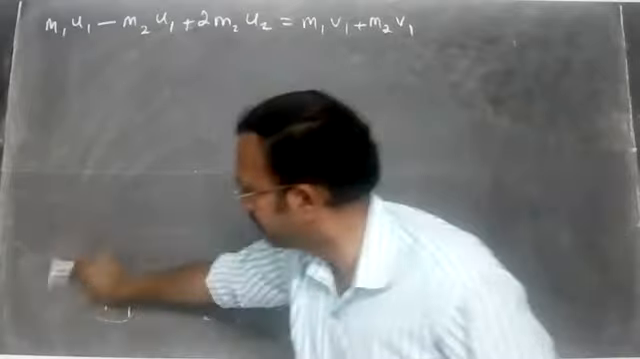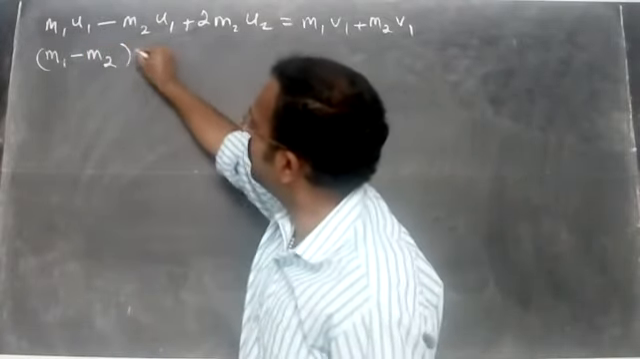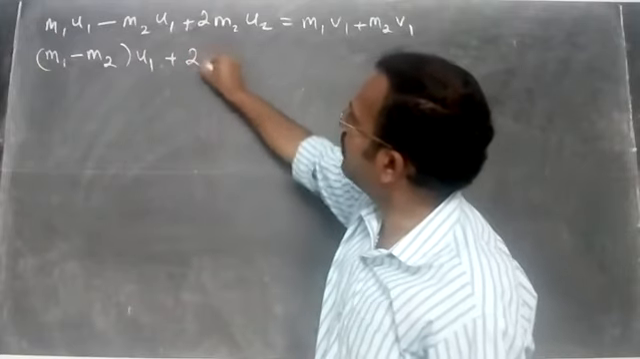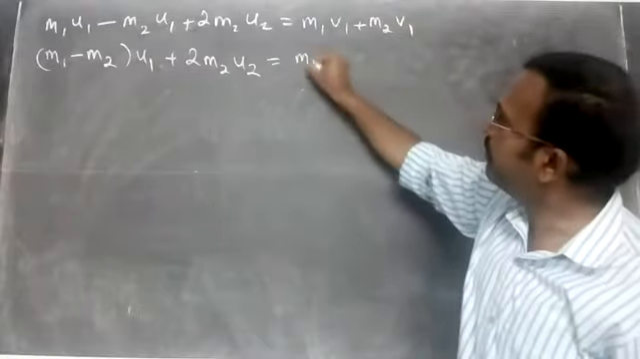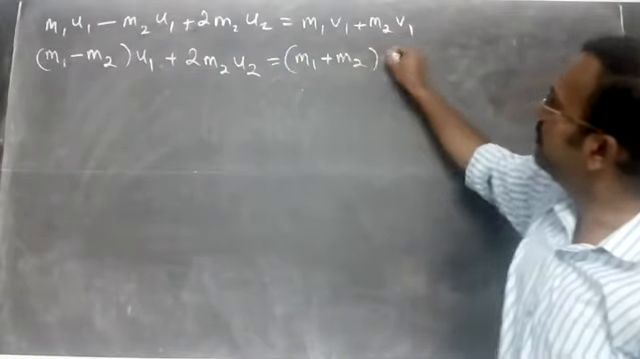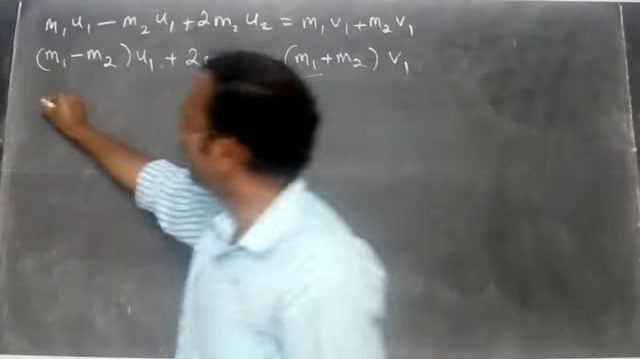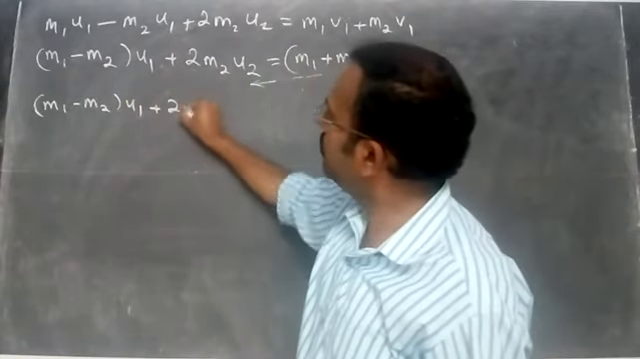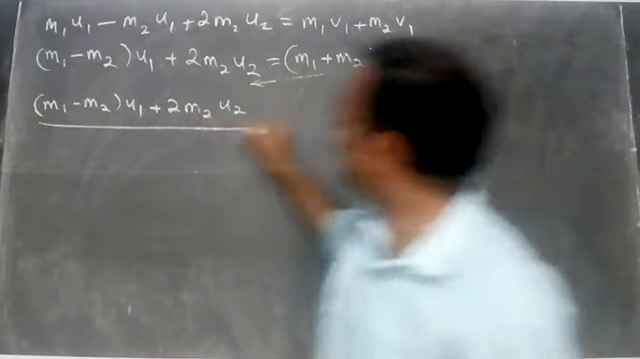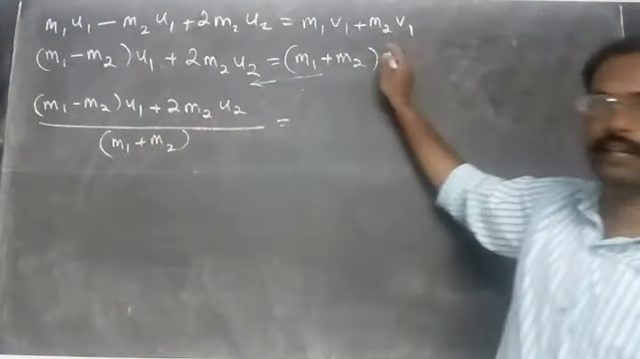The common term here is u1. So m1 minus m2 into u1 plus 2 m2 u2 is equal to, here v1 is common, so m1 plus m2 into v1. Now we must find v1, so bring this term downwards. So we have m1 minus m2 into u1 plus 2 m2 u2, divided by m1 plus m2, is equal to v1.